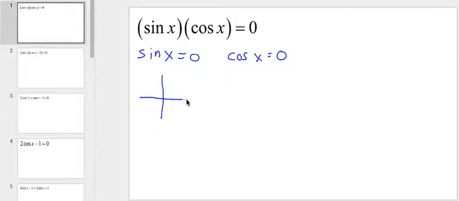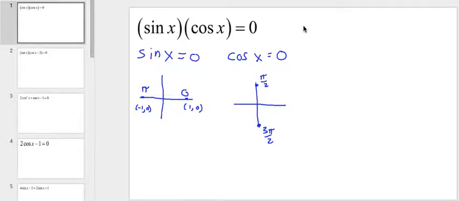So to say sine of x equals 0 means that the y value on the unit circle is 0. That happens at these 2 points, at 1 comma 0 and negative 1 comma 0. What we're looking for are the angles. So this is an angle of 0 and an angle of pi. For cosine of x equal to 0, it's going to happen at the 2 points that are on the y-axis. This happens at pi over 2 and 3 pi over 2.